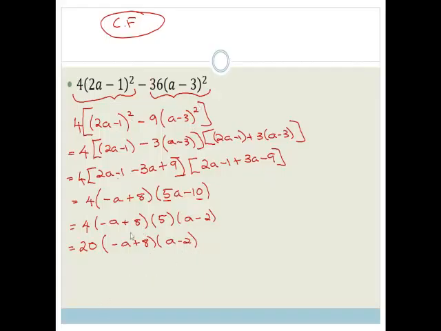So again, I have done it very slowly, but I guarantee you this is a lot faster than if you had multiplied this out with the squared, multiplied this out with the squared, got your trinomials, added up the like terms, and then factorized again. This is way faster if you've seen it. This is the difference of two squares.